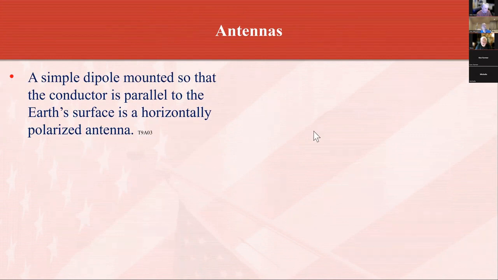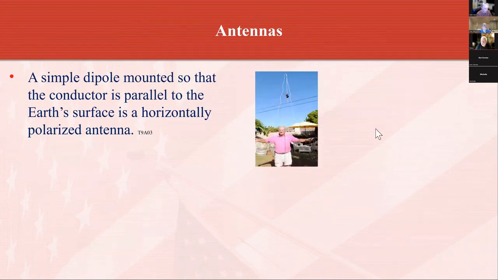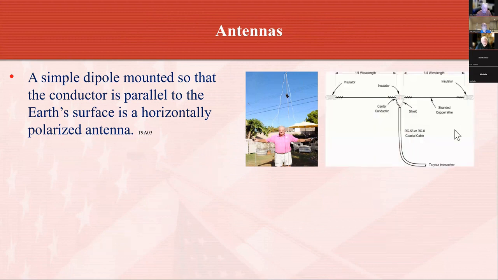The basic antenna, the most basic antenna, is a dipole, a half-wave dipole. And it's used to model all kinds of antennas. This one happens to be a half wavelength long, which gives it special properties.